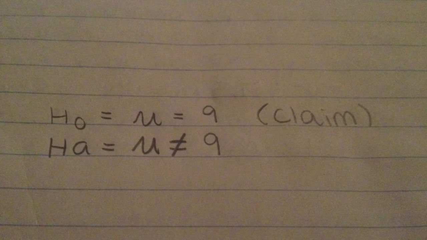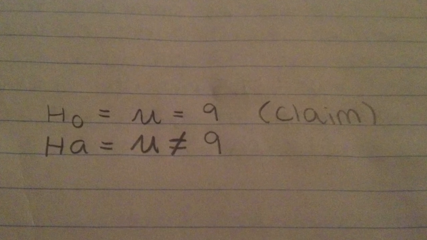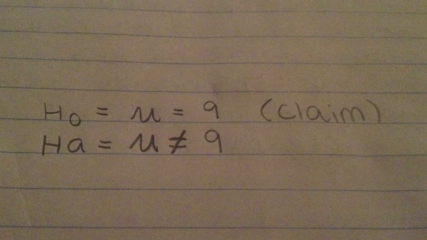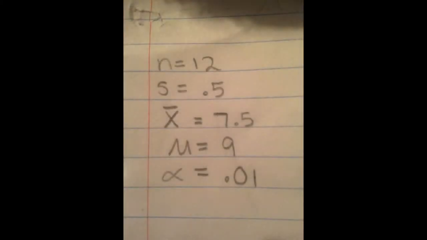Now we can determine that the null is mu equals 9 and the alternative is mu not equal to 9. The null is our claim. Now we can determine that n equals 12, s equals 0.5, x bar equals 7.5, mu equals 9, and alpha equals 0.01.